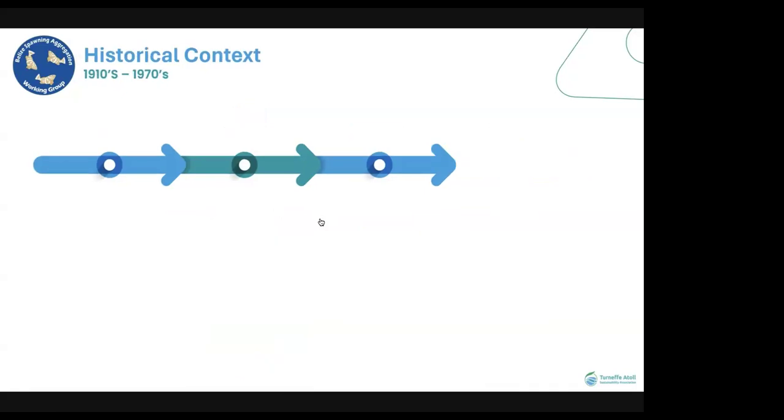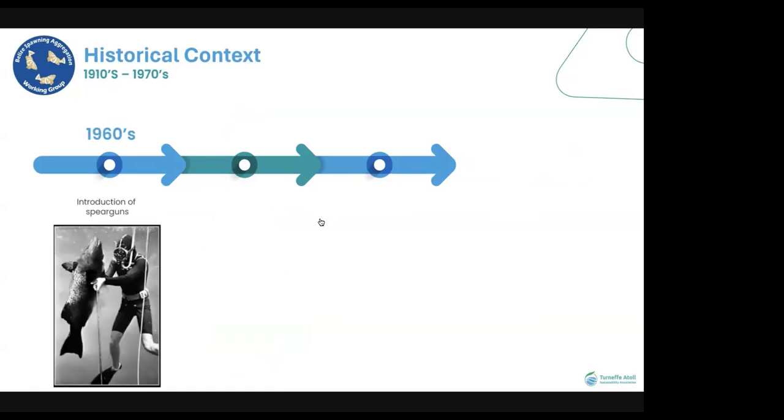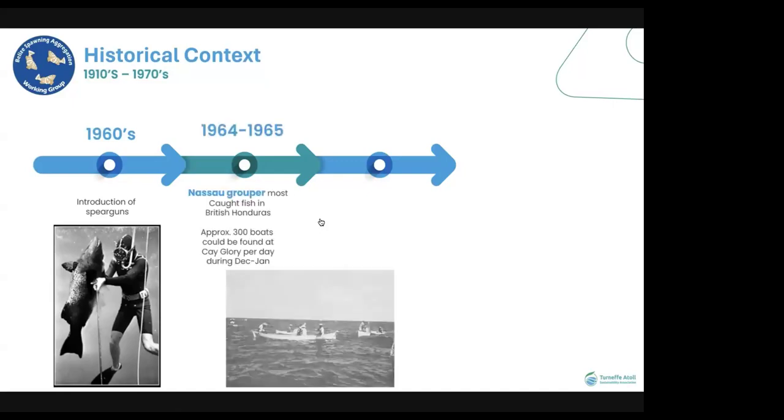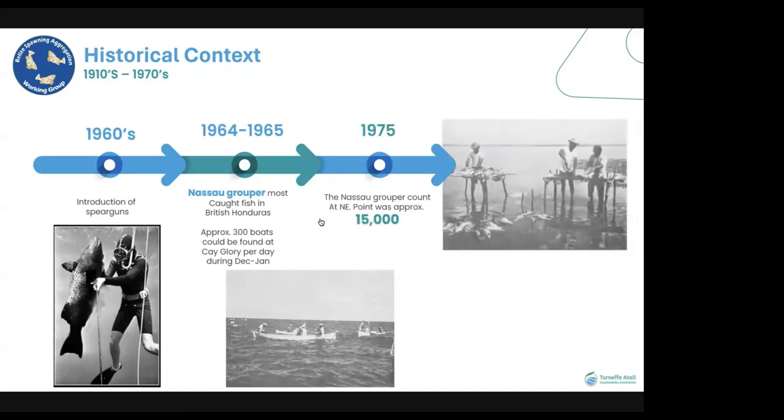By the 1960s, spear guns were introduced in Belize, likely impacting the Nassau grouper populations as it did many large reef fish populations around the world. It is documented that more than 300 boats converged on Key Glory during the 1964-1965 fishing season. By 1975, it was estimated that approximately 1,500 Nassau groupers were aggregating at the northeast point, Glover's Atoll, so declines can be inferred as this was one of the most caught fish at the time.